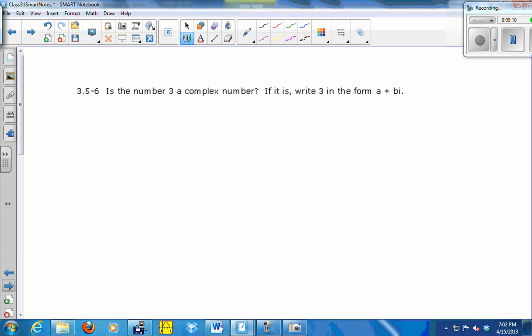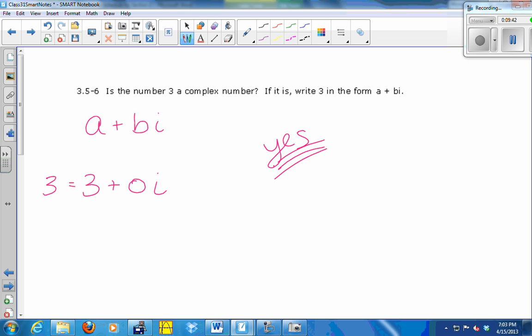So is the number 3 a complex number? Why not? So a complex number just means I can write it as a plus bi. Can I write 3 as something plus something times i? Yep. So it is complex. So regular old real numbers are a subset of the complex numbers. The imaginary part is just 0.